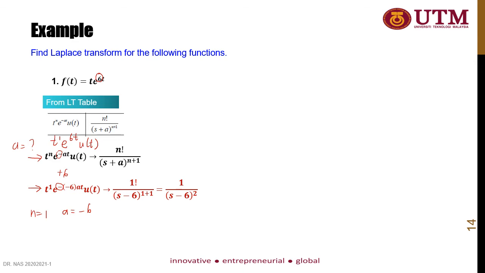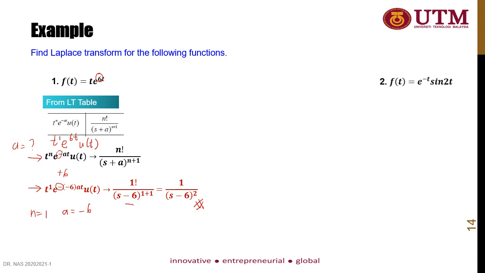So your F(s) in this case is equal to n factorial, so this is 1 factorial, divided by (s plus a) to the power of n plus 1, where a is negative 6. So this is your answer.